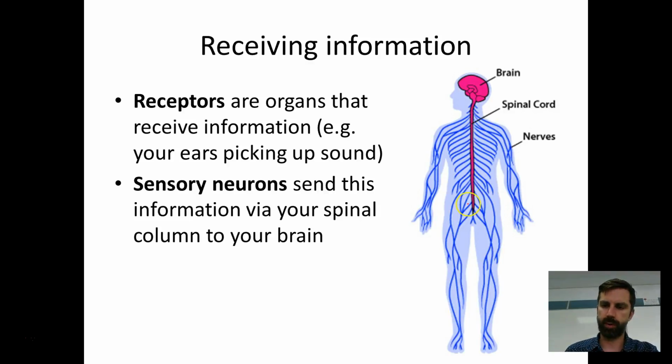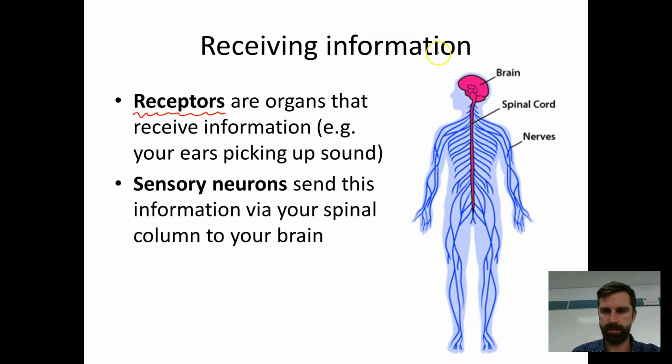So if we think first of all about how your nervous system receives information, all over your body you've got things which we would call receptors. Now they're organs that receive information. So for example, your ears pick up sound, or your eyes pick up light, and that information is received.